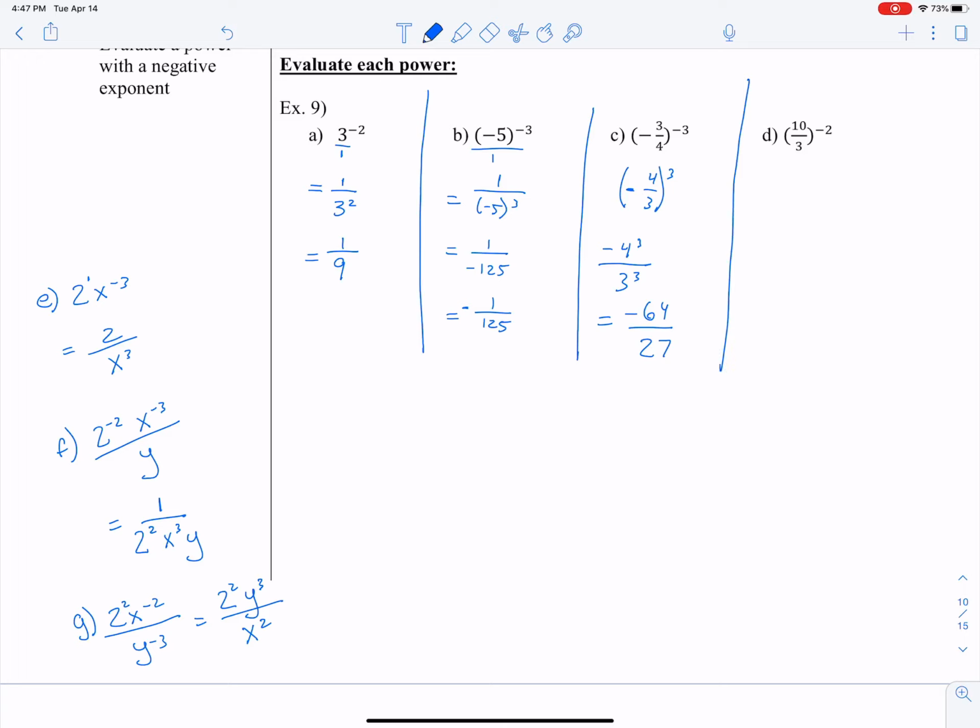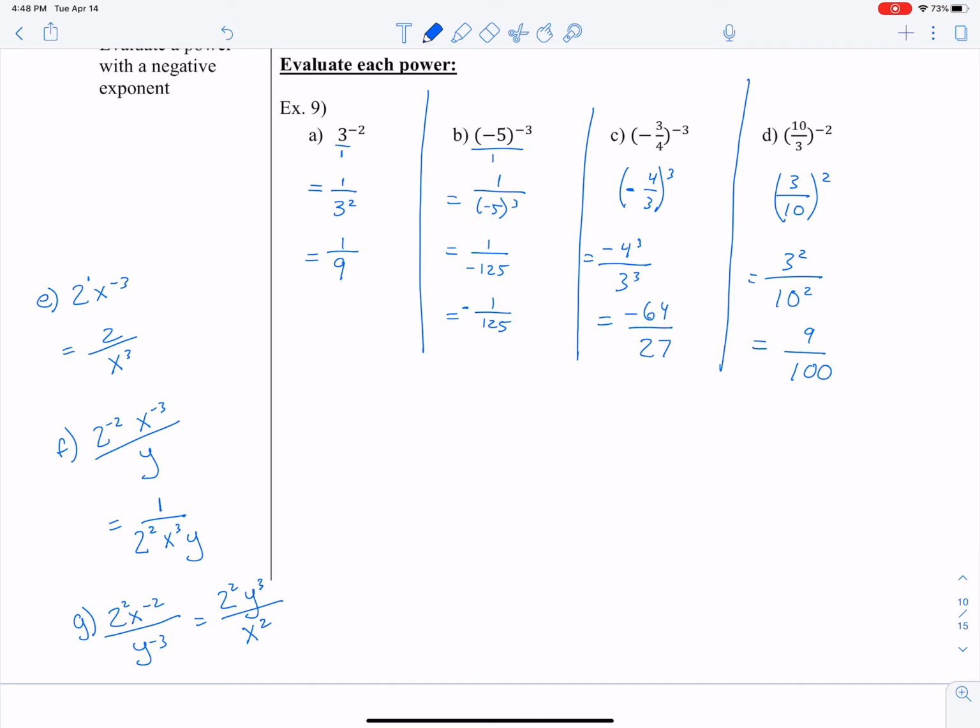And then this last example is pretty straightforward. So here we just have a positive fraction with our negative exponent. So we're going to flip our fraction. We get 3 over 10 to the 2. And then this 2 is going to go both on the top and the bottom. So we get 3 to the 2 over 10 to the 2, which gives us 9 over 100 as the final answer.